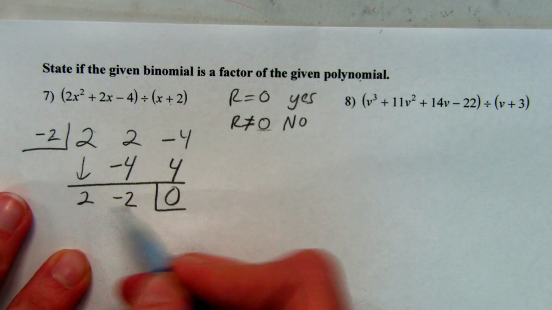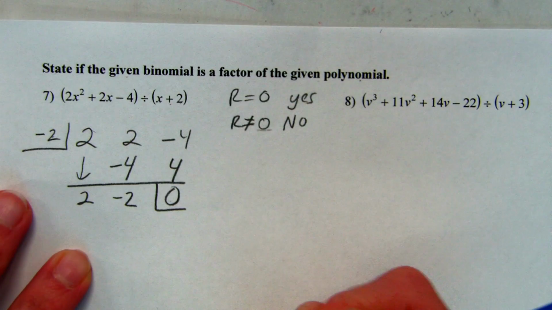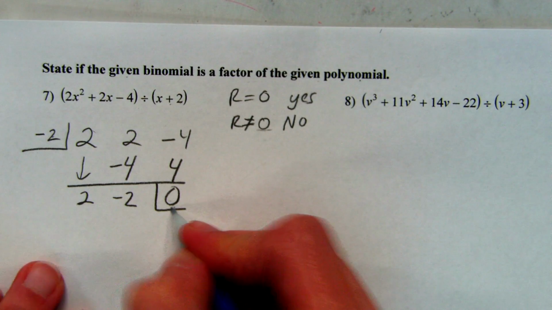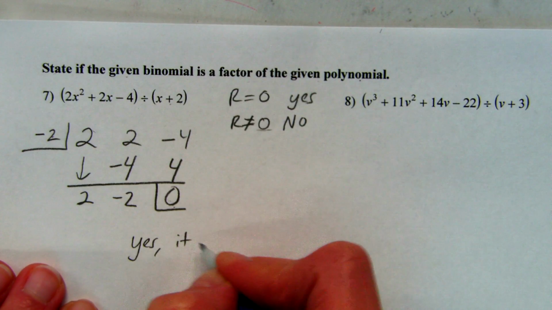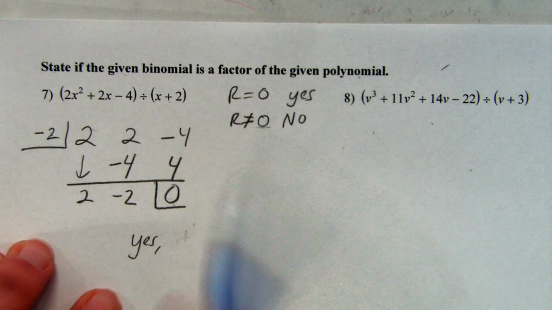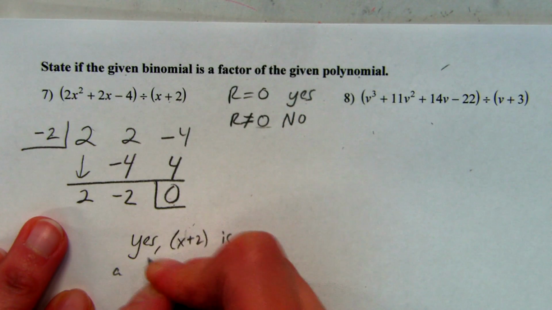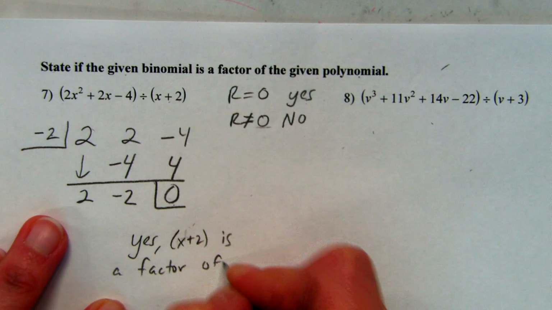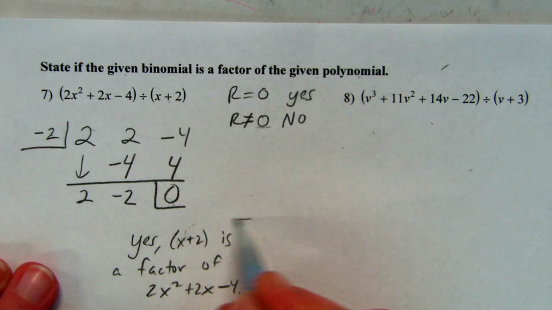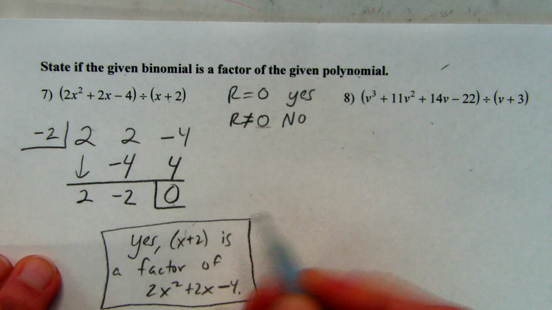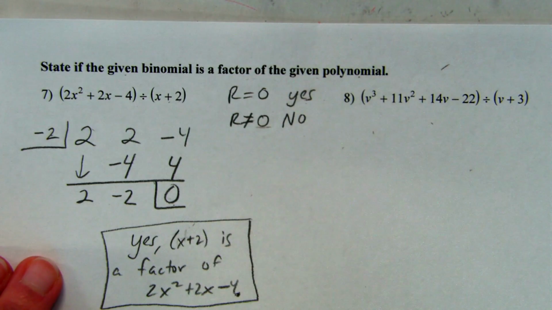So we don't have to turn this back into a polynomial. They just want us to know if it was a factor or not. So since this is a remainder of 0, that means it divided evenly, and we can say yes. If I wanted to get really technical, I could say yes, x plus 2 is a factor of 2x squared plus 2x minus 4. Or, for the sake of the homework, you can just show the work and say yes or no, but just realize that this would be a more complete answer.